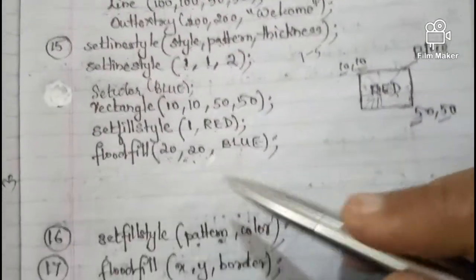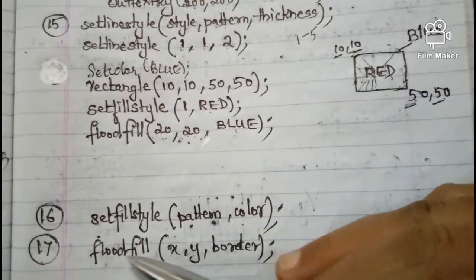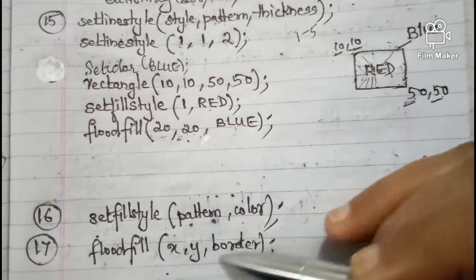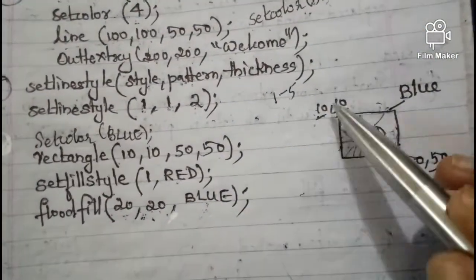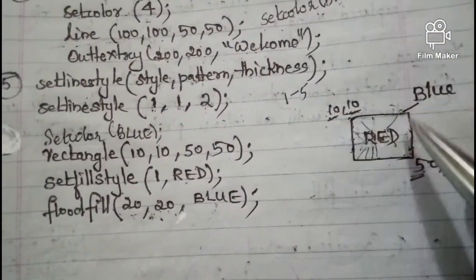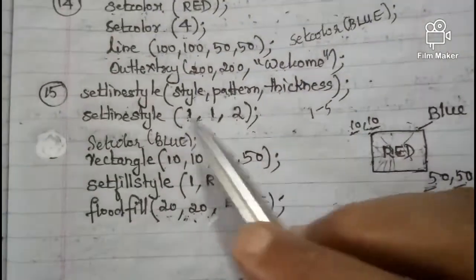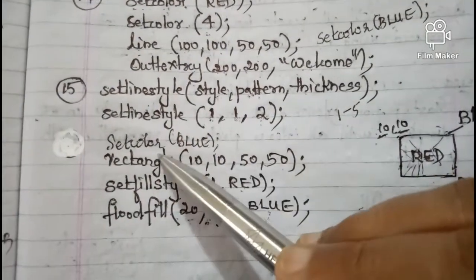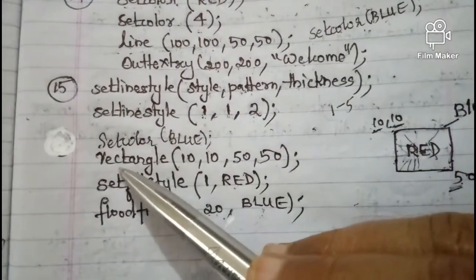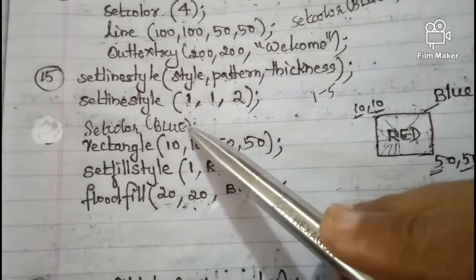Now two more functions are left. One is set fill style, another one is flood fill. Let us examine how these functions work. Suppose I want to draw a rectangle, and the rectangle is drawn using a blue color. So I am writing first set color blue. The color is set. After setting the color, I have written the function rectangle 10 10 50 50. That means now the rectangle is using blue color.